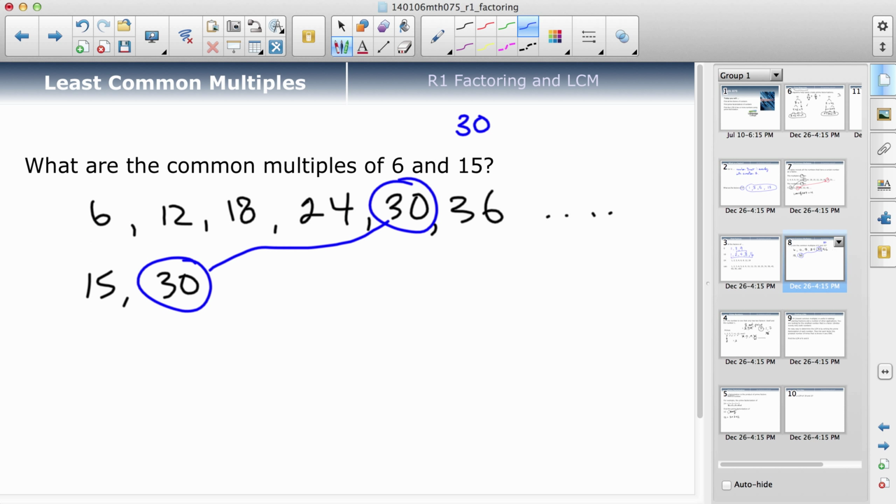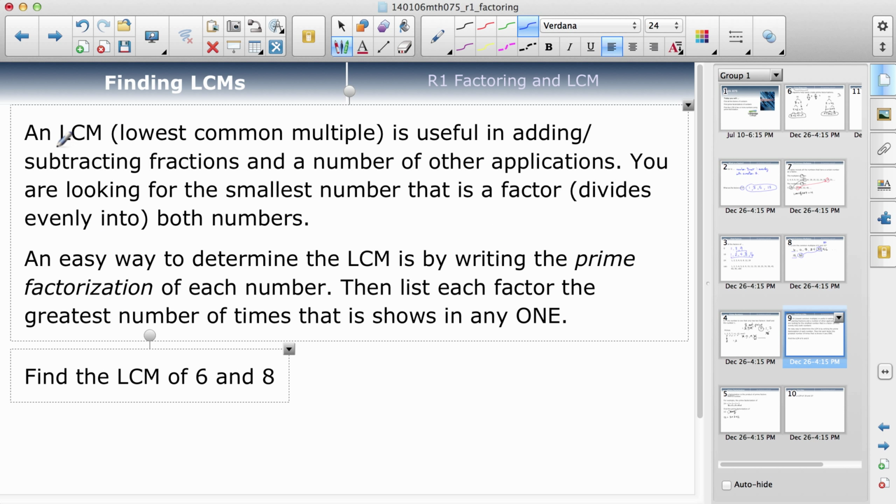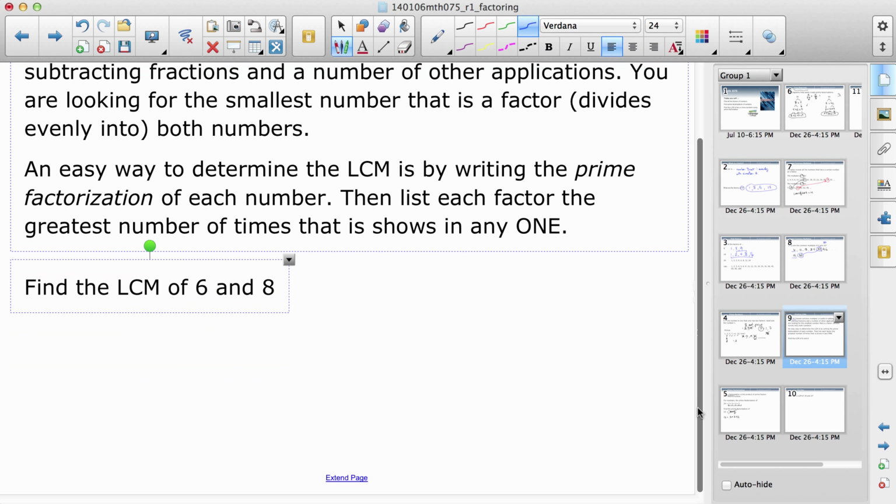Now, you can list these out like this, but it turns out there's an easier way to do it, and that involves using those prime factorizations of numbers. So to determine any lowest common multiple that we use in different things, what we're going to do is write the prime factorization for each number, and then you just list the factors that appear the greatest number of times, and those will be my lowest common multiple. Okay, so let's try it.